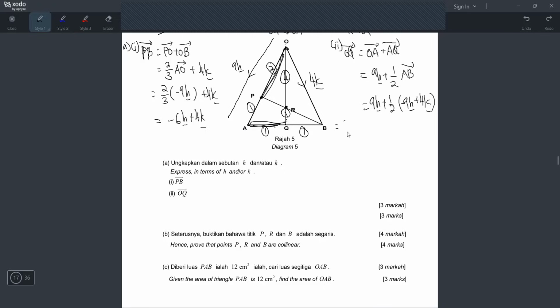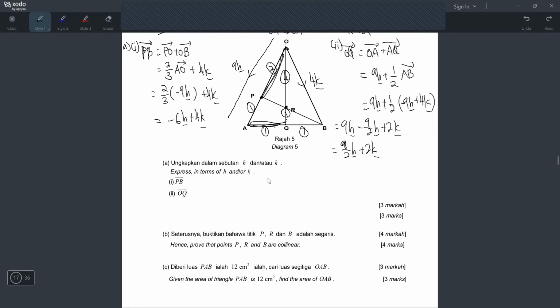Okay, now let's continue here. 9H times 1 over 2 means divide by 2, so negative 9 over 2H. And then 4K divided by 2 is just 2K. And then 9 minus 9 over 2 is positive 9 over 2H plus 2K. Right? So this is the answer: 9 over 2H plus 2K.